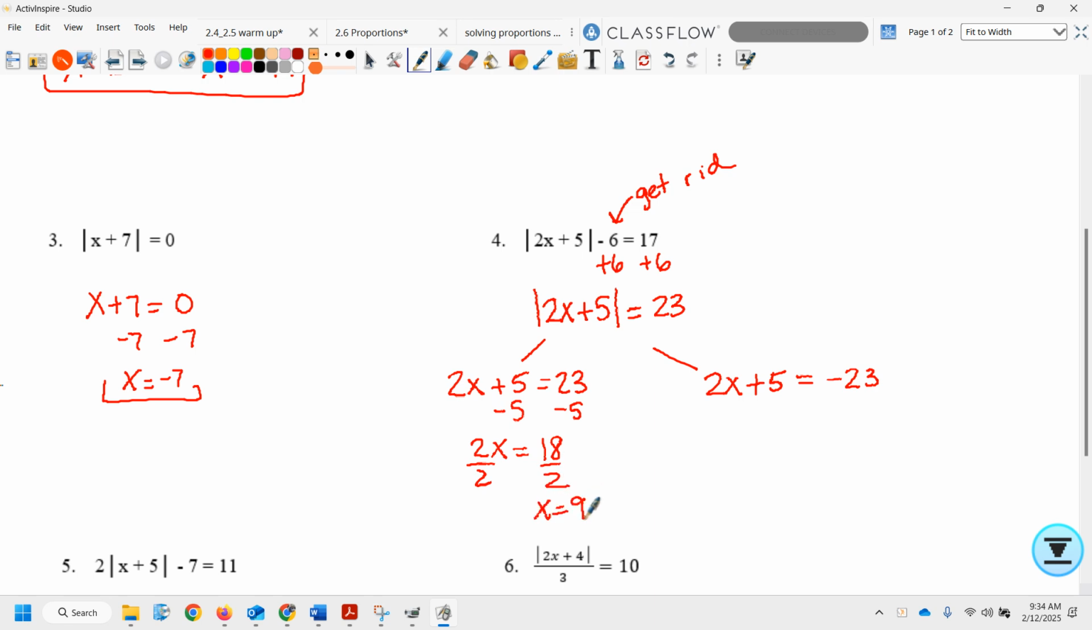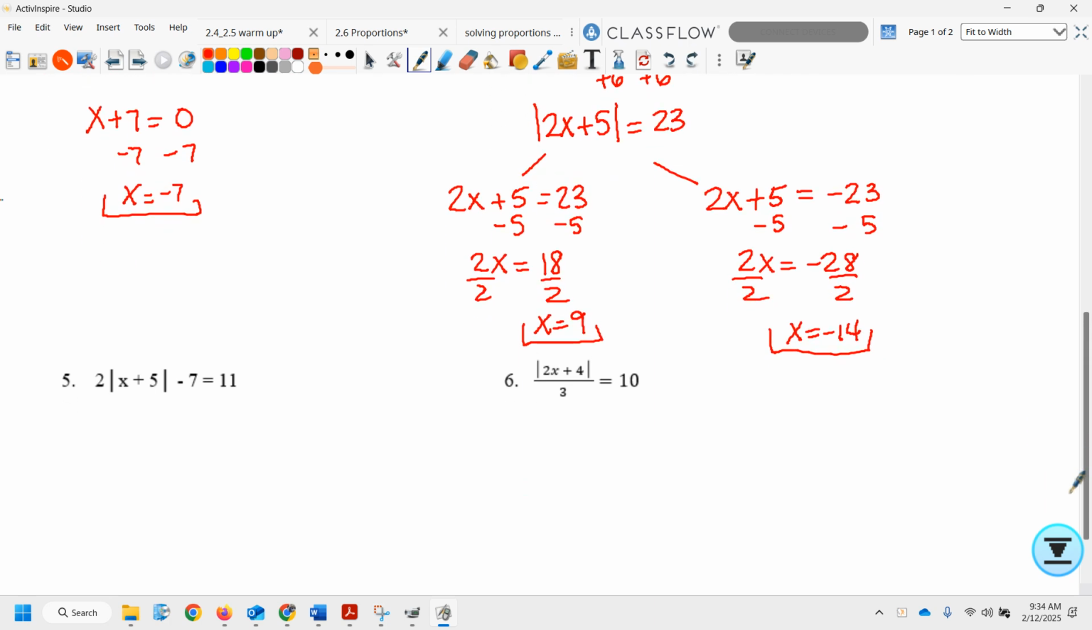Second equation, the steps are exactly the same. Only my answer is going to be different. Subtract 5. 2x is equal to negative 28. Divide by 2. x is equal to negative 14. Those are my two answers. 9 and negative 14. All right, 2 more equations to go.